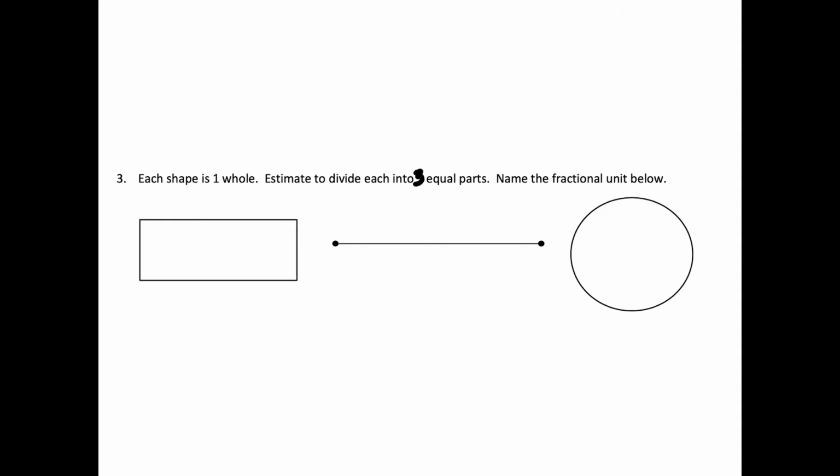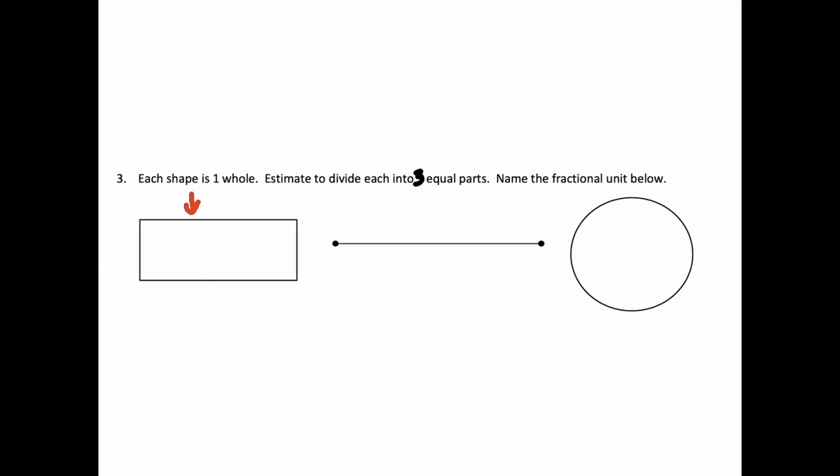Okay, here we go. This one says, each shape is one whole. Estimate to divide each into 3 equal parts. Name the fractional unit below. So after we break it apart into 3 equal parts, below it we're going to name the fractional unit. Let's look at this one right here first.